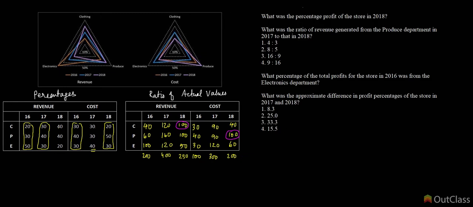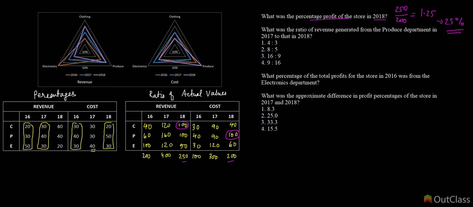First question, what is the percentage profit of 2018? 2018 revenue is 250 and cost is 200. When you divide, you will get 1.25. Ignore the 1 and you will get 25%.